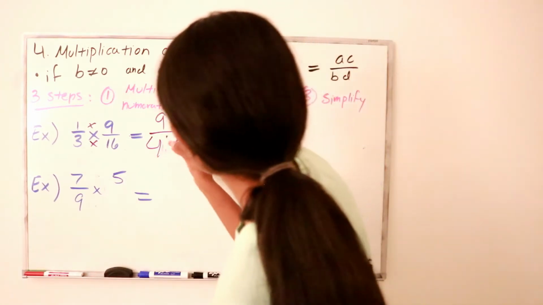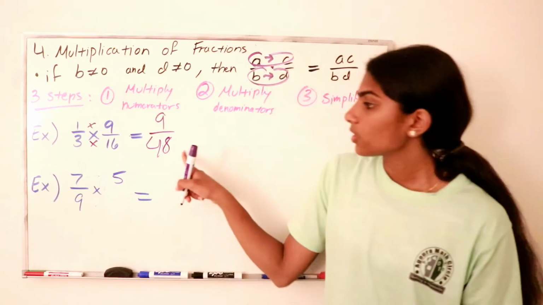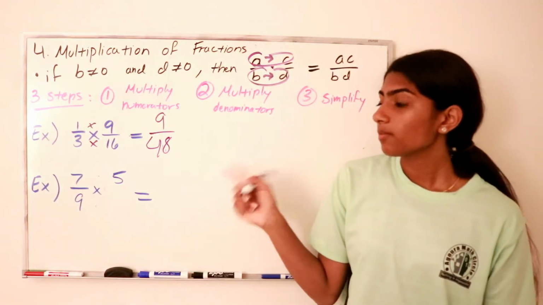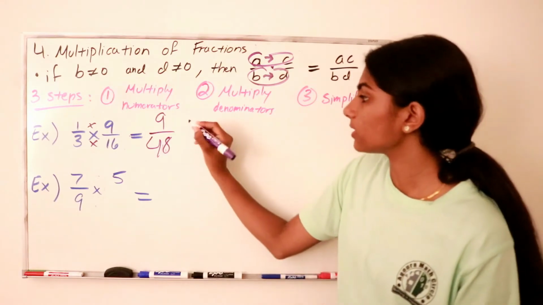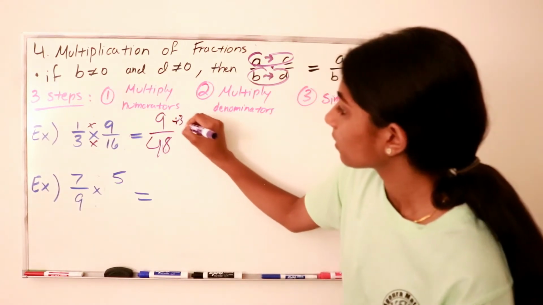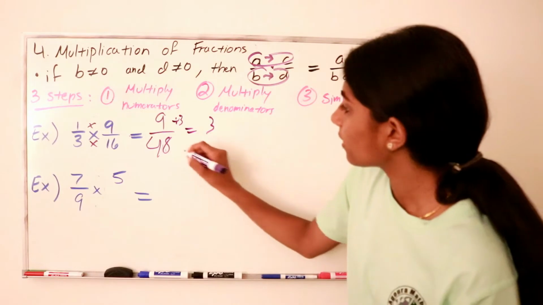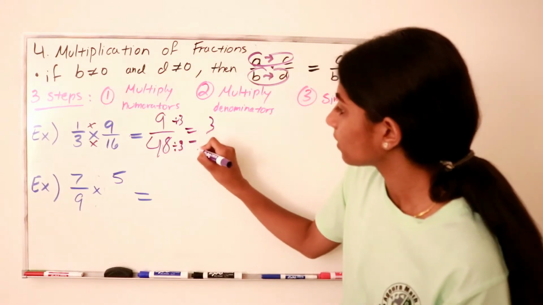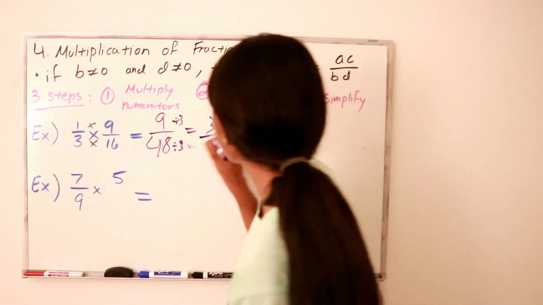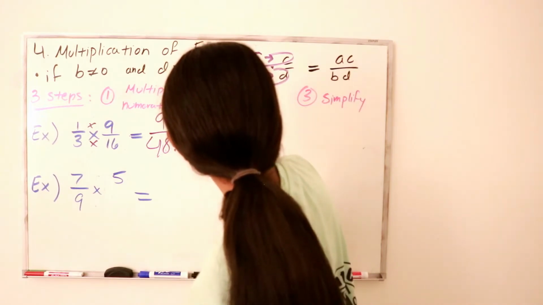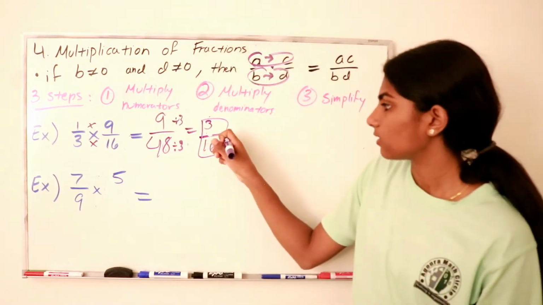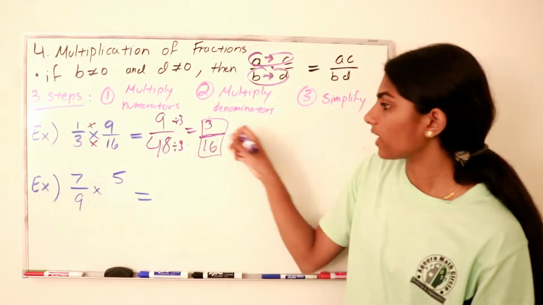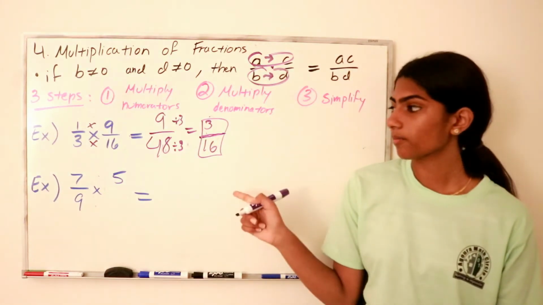So now we know that the answer is not simplified because I know that I can divide 9 and 48 by 3. So what's 9 divided by 3? That's equal to 3. And then what's 48 divided by 3? That's equal to 16. So our final answer is going to be 3 over 16. So it's always important to make sure your final answer is in its simplest form.